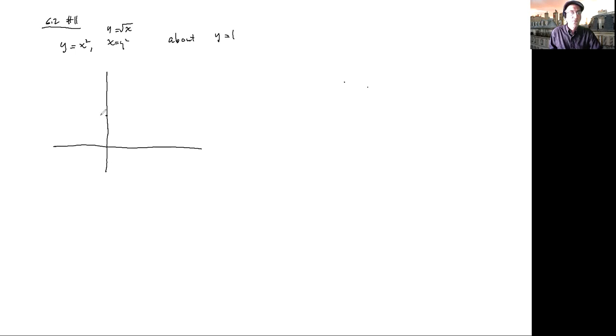So y equals 1 is over here. So I'll put a dotted line here. Okay, so y equals x squared is the parabola, and y equals square root of x. Well, it's x equals y squared, also a parabola. They meet at the point (1, 1) and at the origin. So the region that we're rotating is this shape here.